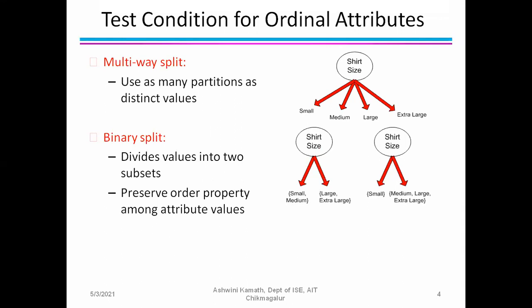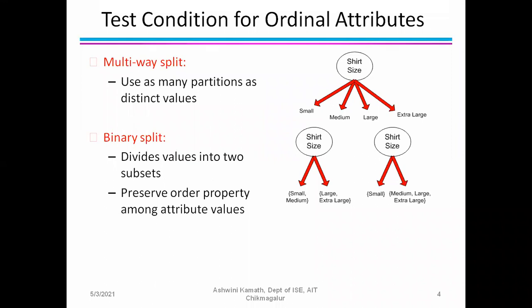If I consider shirt size, small and medium, then large and extra large. Or you can divide it into small, medium, large in one group and extra large in another group. It should preserve the order property. On the left hand side we have small and medium, which is in order. On the right hand side we have large and extra large, which is also in order.